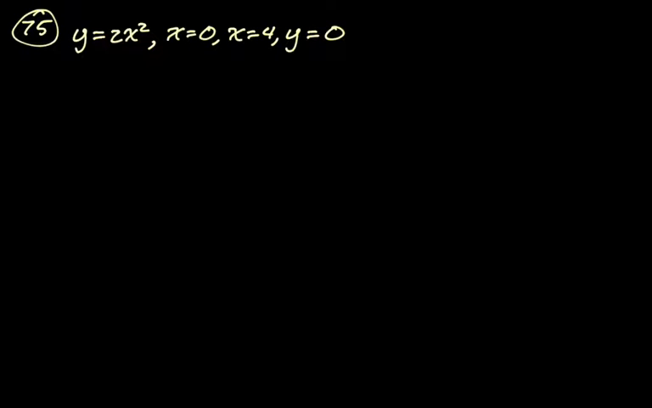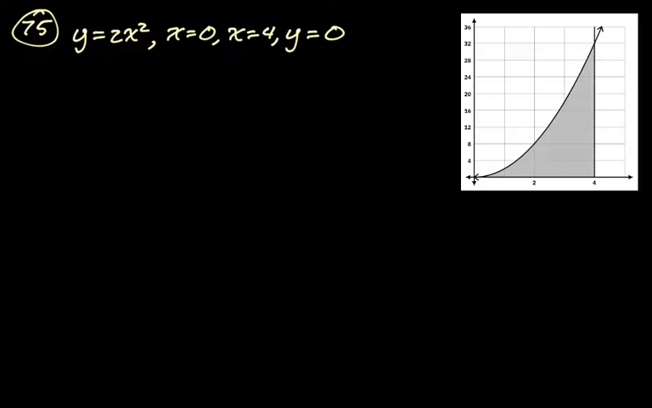All right, let's take a look at another one. Y equals 2x squared, x equals 0, x equals 4, y equals 0. So here's what our region looks like. We're going around the x-axis, and so we're going to have this as the radius that we're going to square. So our radius is top take away bottom. It's just going to be 2x squared.